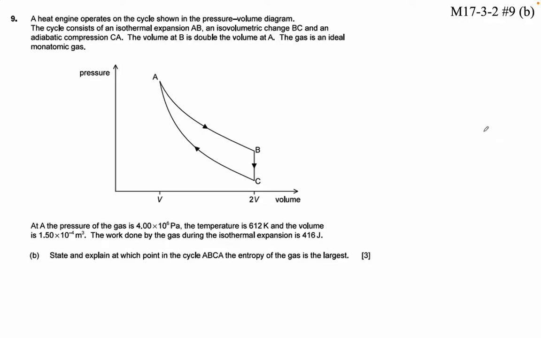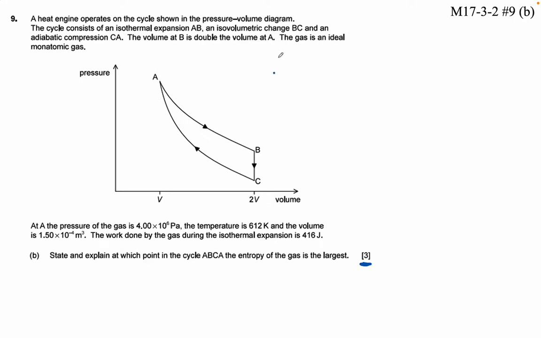Okay. State and explain which point in the cycle the entropy of the gas is the largest. And there's 3 marks here. So I feel like these marks are fairly arbitrary here. So let's think of 3 things we can say here. Okay. Well, let's think about this, right?